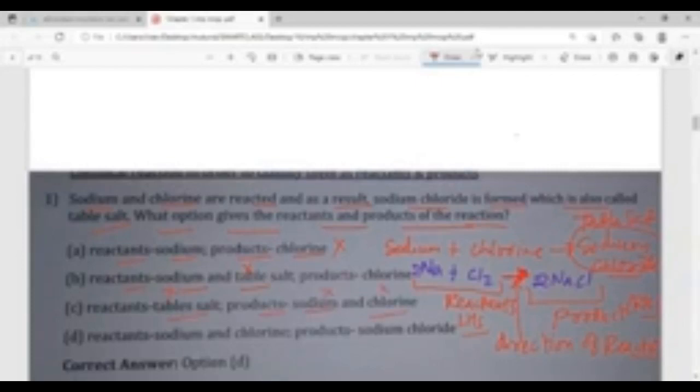And then the last option, my dear student. Reactants are sodium and chlorine. This is absolutely correct. And product is sodium chloride or table salt. So this is very correct, and that is why the correct option is option D.